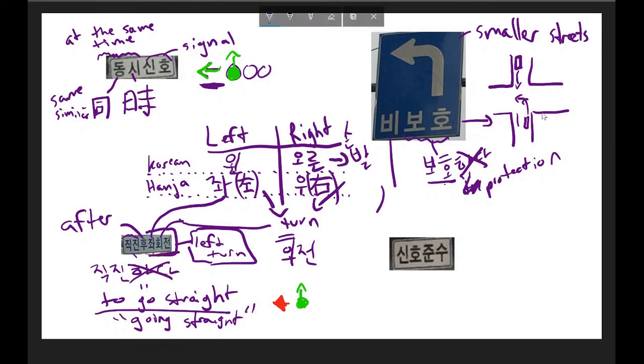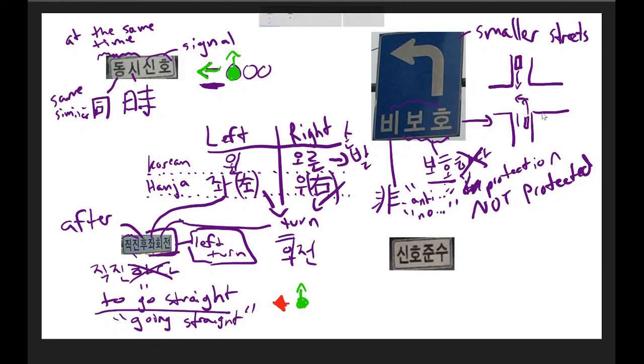It kind of looks something like this. Oh, that was a little bit too slanted, but that's okay. It looks something like this. What it means is sort of like anti, or no, or something like that. So if you put this B and boho together, what you're saying is you're not protected.